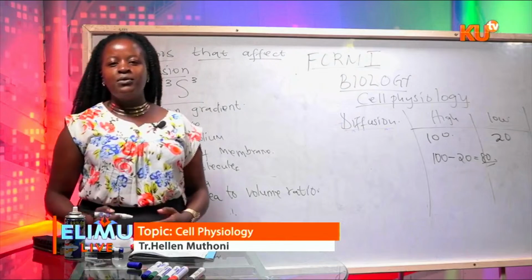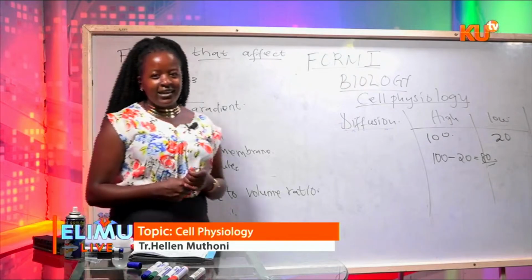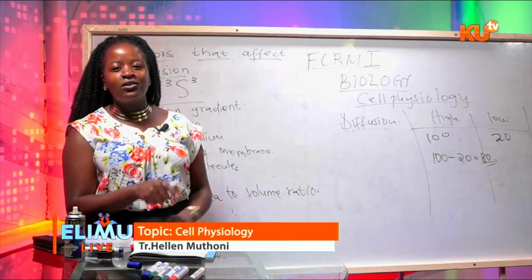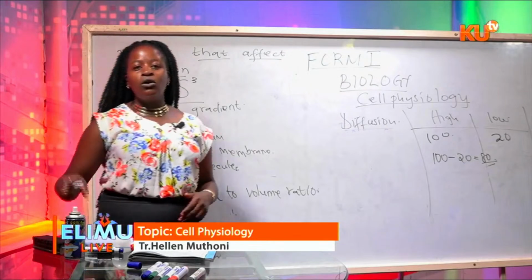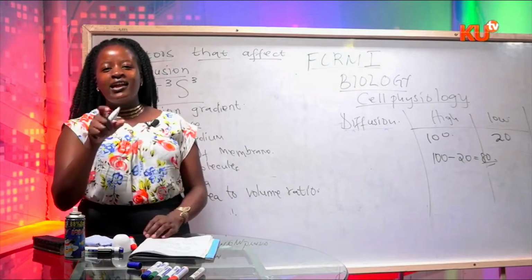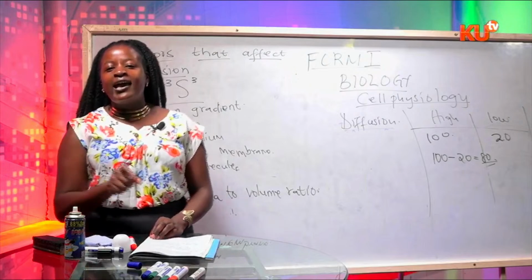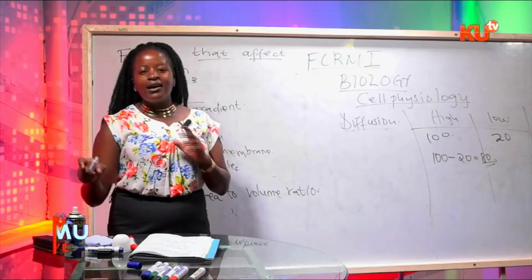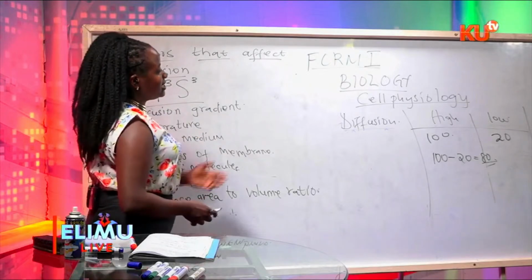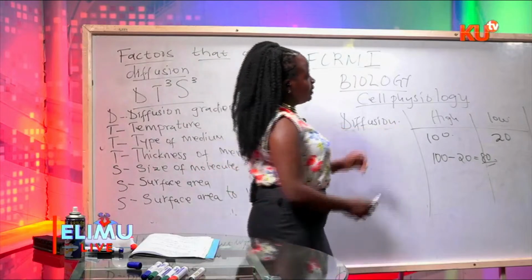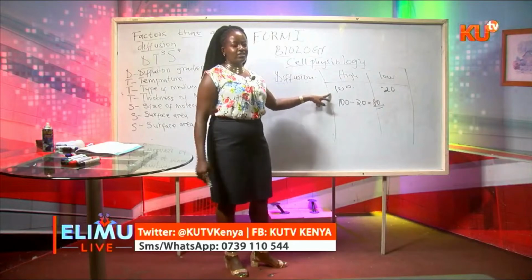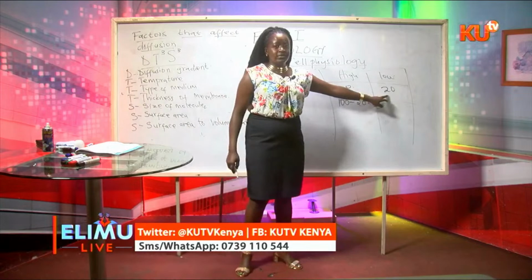As I had defined before, diffusion gradient is the difference in particles between the region of high concentration and the region of low concentration. So when the difference is high, the rate of diffusion is high. And when the difference is low, the rate of diffusion will be low. We can demonstrate that. We had this small table here showing how particles are in the region of high concentration and in the region of low concentration.